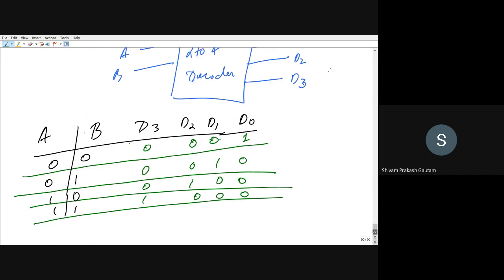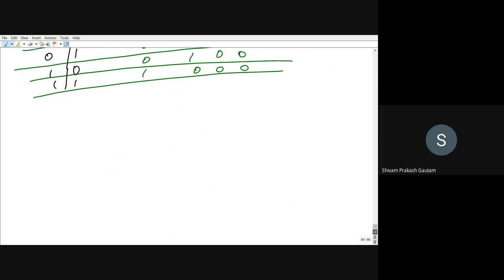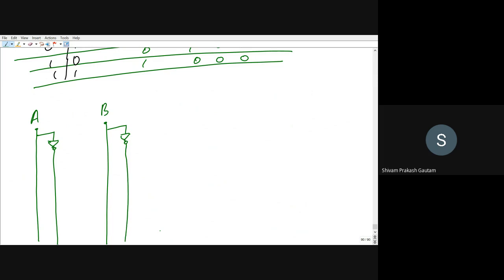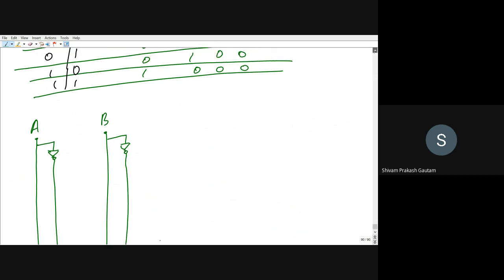If you want to build this, let me draw A here. This is, let us suppose, the A line, and this is B here. This is the line for B. I can take a NOT gate and invert this, and a NOT gate and invert this. Right? Now see here, what is D0?